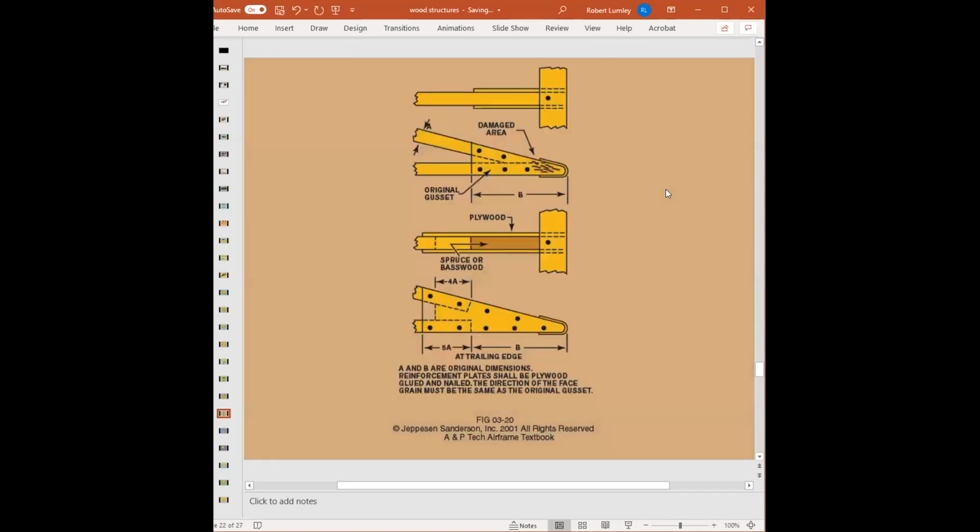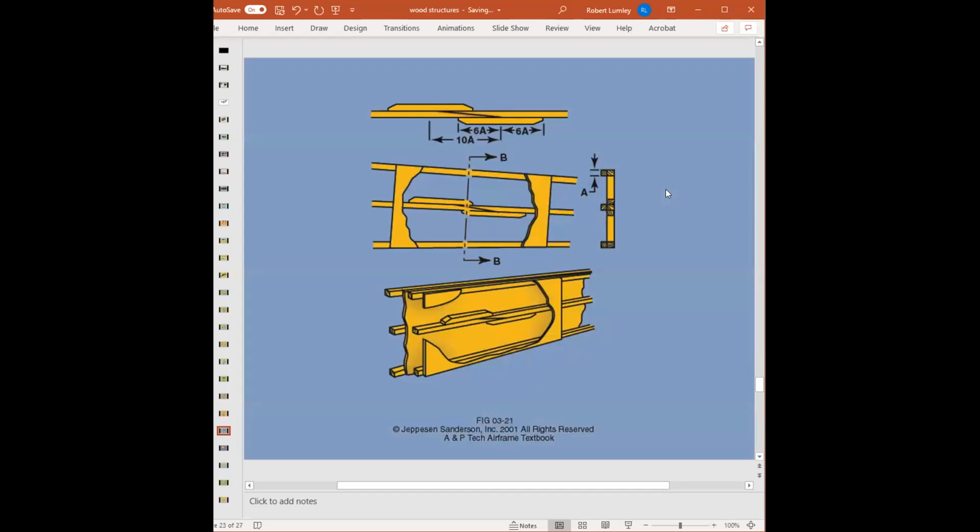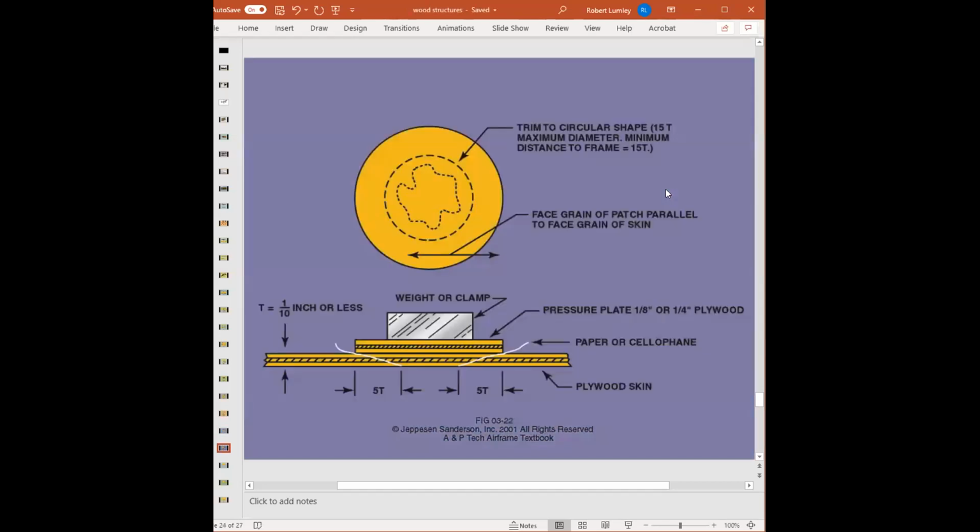Again, some other trailing edge. All right. Like I said, we're almost done with the lecture. All right. We're talking about plywood skin repairs.